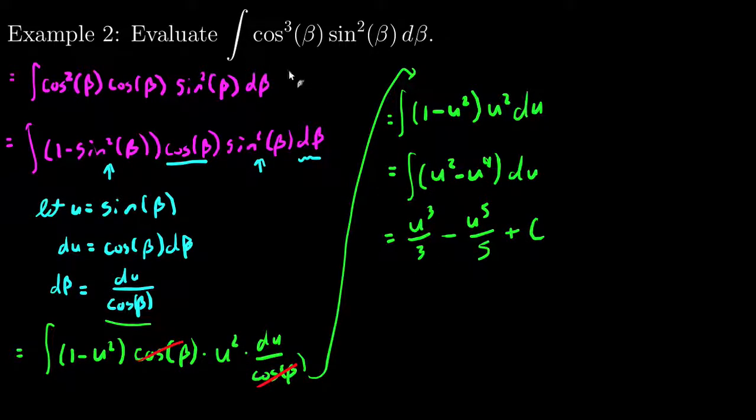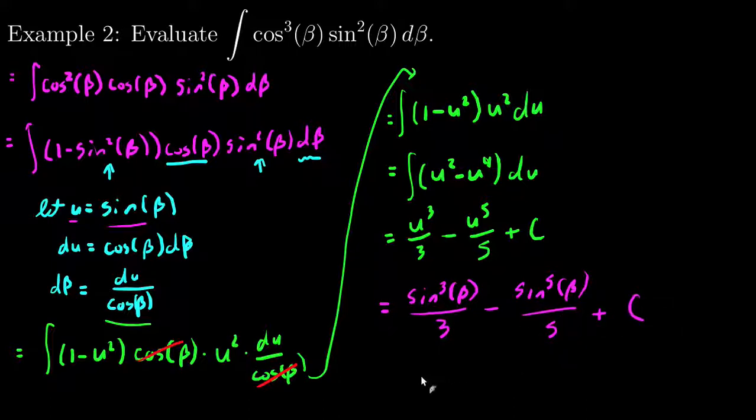And I didn't have u's in the original problem. I had sines and cosines of beta. So the final thing to do here is to replace the u with sine beta, because that's what u equals. So I will get this equal to sine cubed beta over 3 minus sine to the fifth beta over 5 plus c.